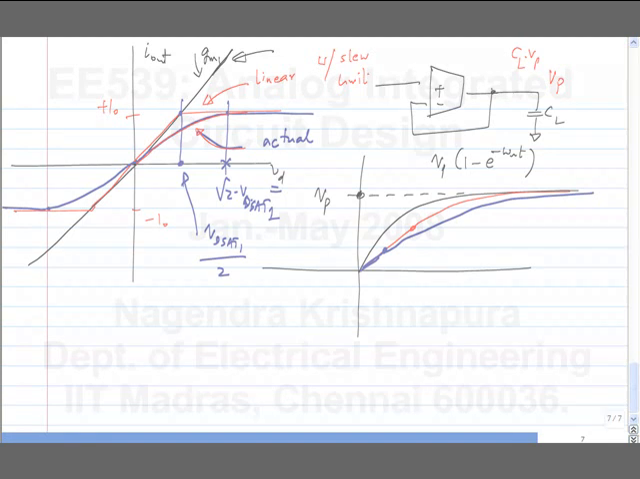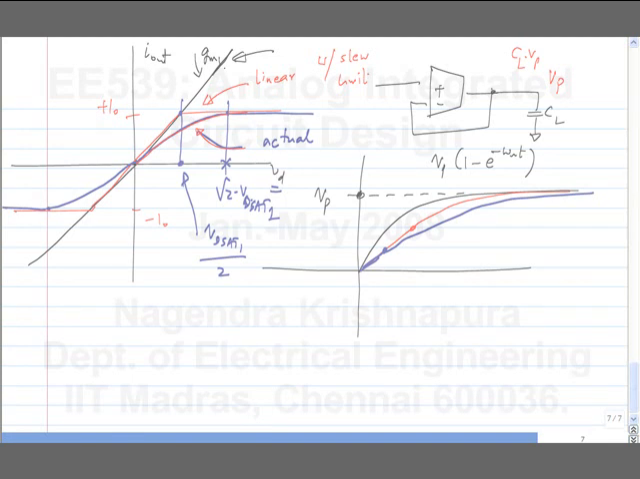The question was, are the positive and negative slew rates always equal? The answer is that no, they are not equal in general. In this case, they happen to be equal. I didn't hear the question.